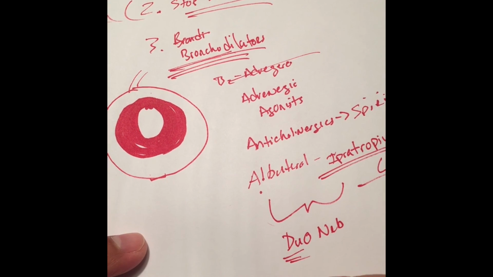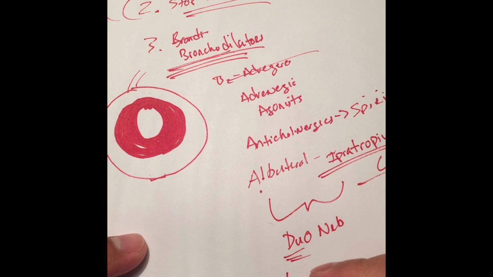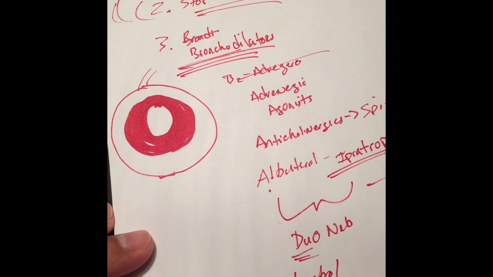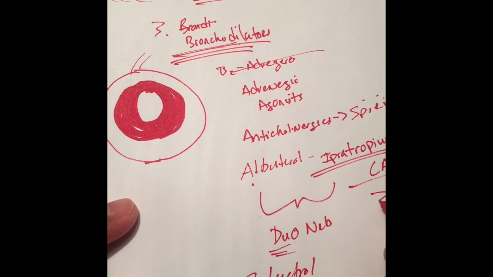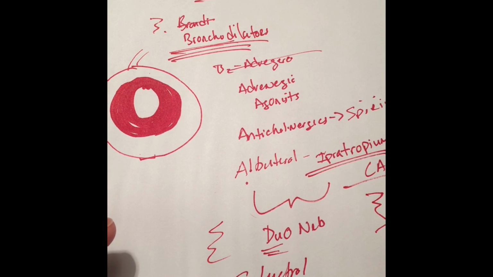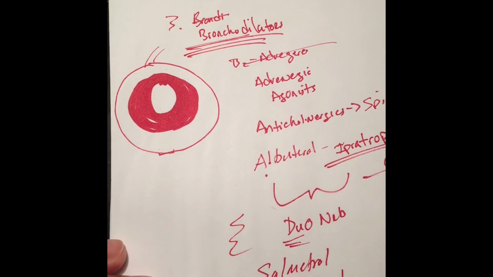You can also give something like salmeterol or formoterol. These will typically be given by the respiratory therapist, but in case you see them on the NCLEX exam.